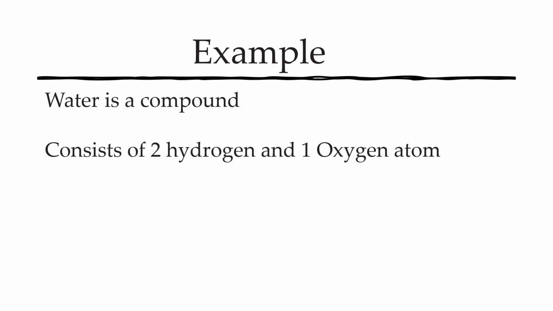Now let's take an example. The simplest one is water. Water is a compound which always consists of the same two elements. As we all know, the chemical formula for water is H2O. It means it has the same two elements, hydrogen and oxygen: two atoms of hydrogen and one atom of oxygen.